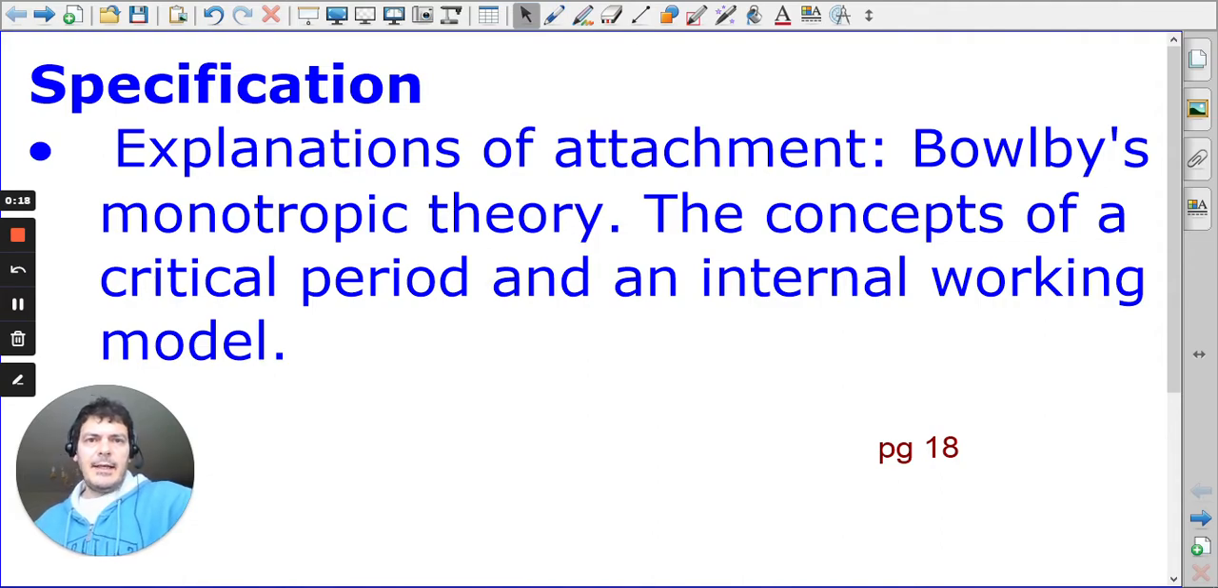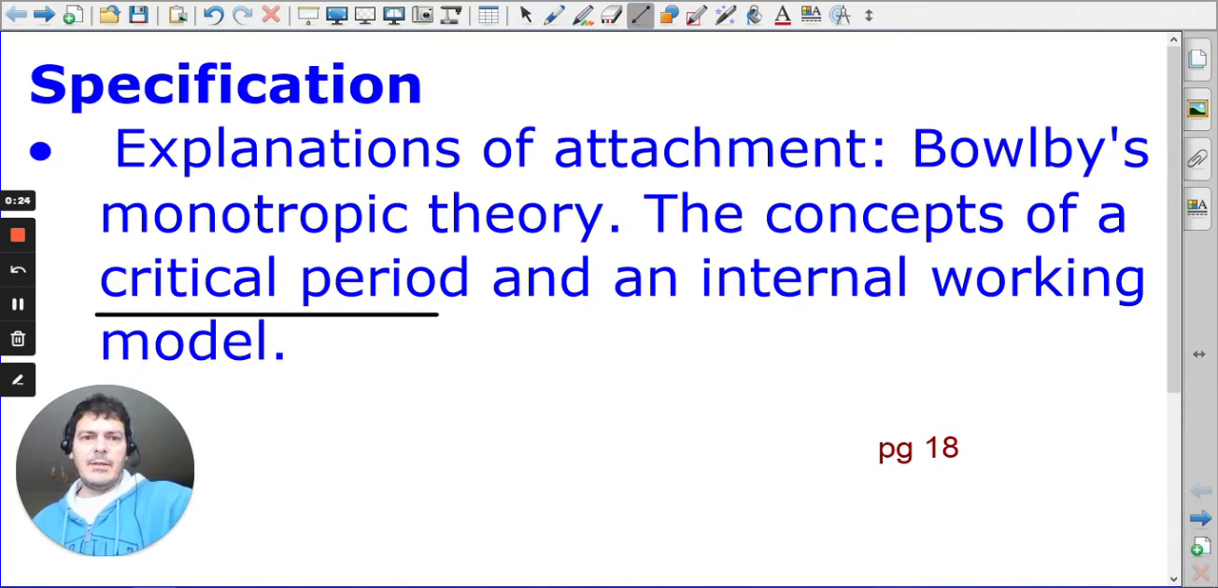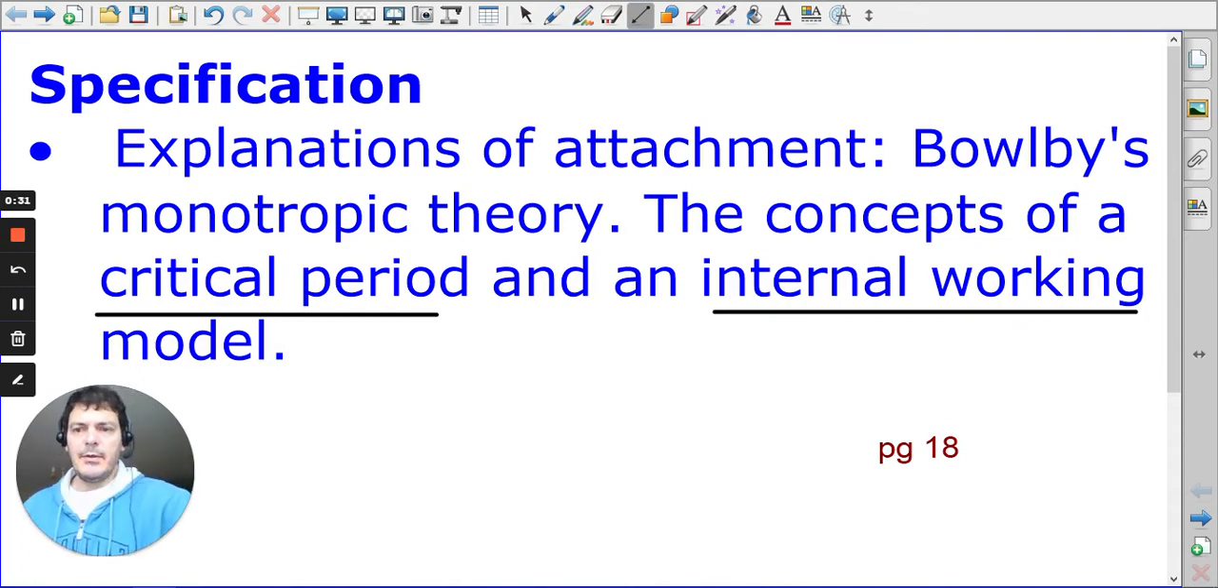And we see that they do ask us to focus on specific parts, the critical period and the internal working model. However, of course, what I'm going to do is go through his entire theory and just make sure we both tick the box for the specification and also understand what Bowlby's theory is.